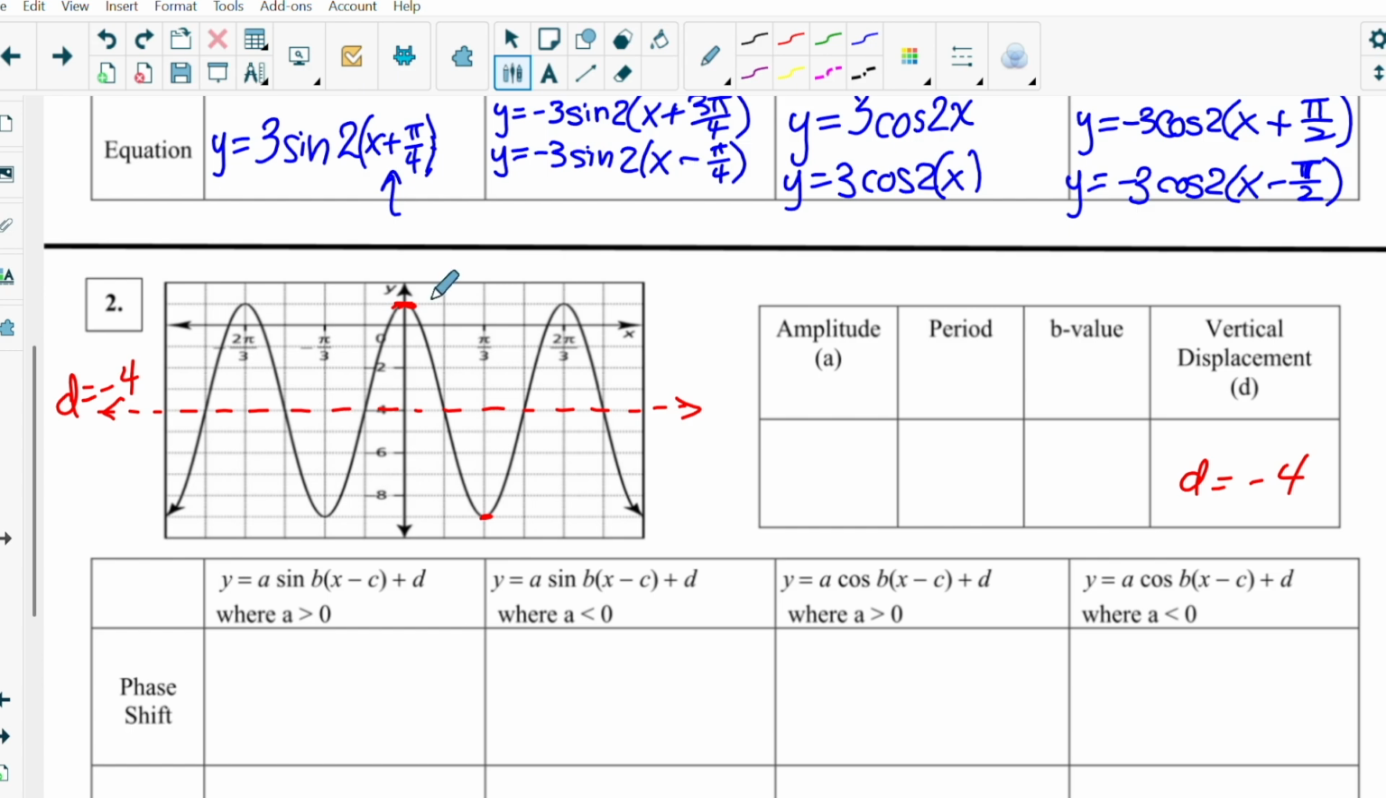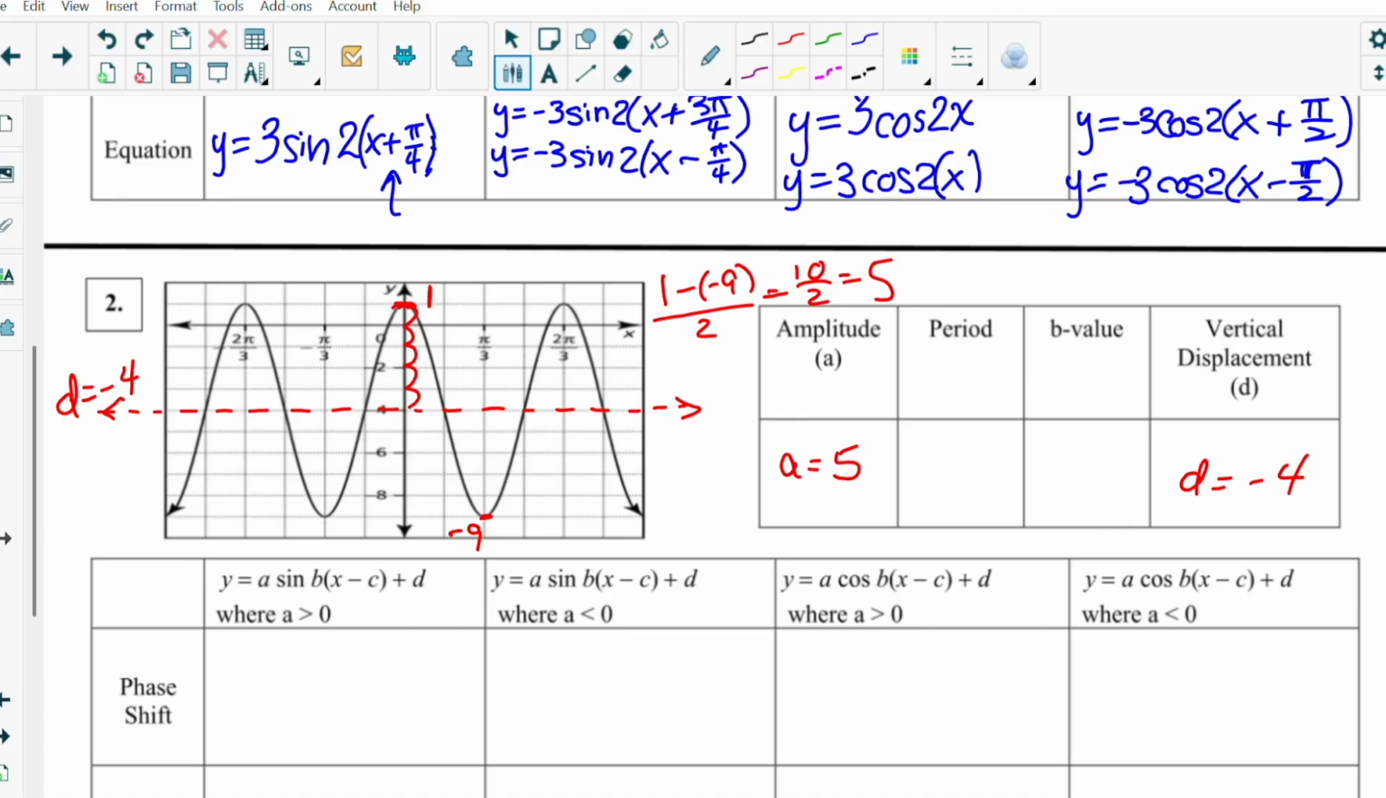The max is 1. The min is -9. So my amplitude would be, you can either say 1 minus -9 divided by 2. That's 10 divided by 2 equals 5. Or you can count 1, 2, 3, 4, 5 units to the sinusoidal axis. So A equals 5. Okay, the period.